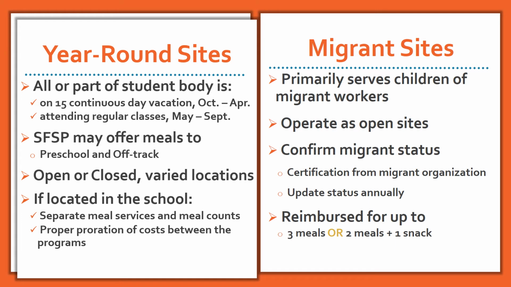sponsors must be careful not to double claim meals or claim SFSP rates for meals served to on-track students participating in the NSLP, and should establish different meal services for the year-round and on-track populations, keep separate meal counts, and develop cost allocation plans for proper proration of overhead and administrative costs between the programs.